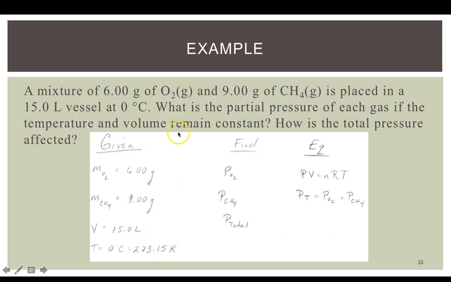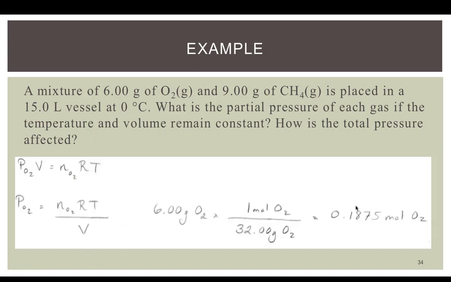It also says temperature remains constant, so I didn't give it a subscript, it just describes the temperature of the system. It's asking us to find the partial pressure of each gas, so PO2 and PCH4, and the total pressure of this mixture of the two gases. Write down a couple equations that we know. We know the ideal gas law, PV equals nRT. We also know Dalton's law, which says P total equals the partial pressure of oxygen plus the partial pressure of methane, because it's a binary mixture of two different types of molecules.